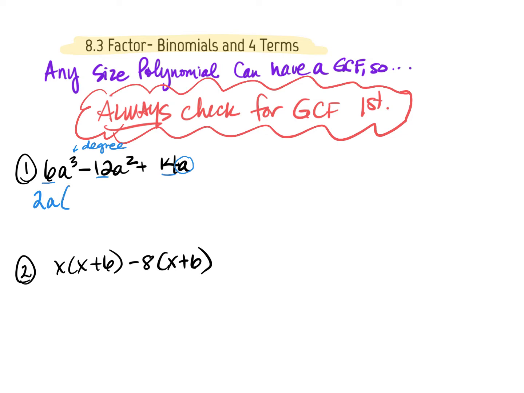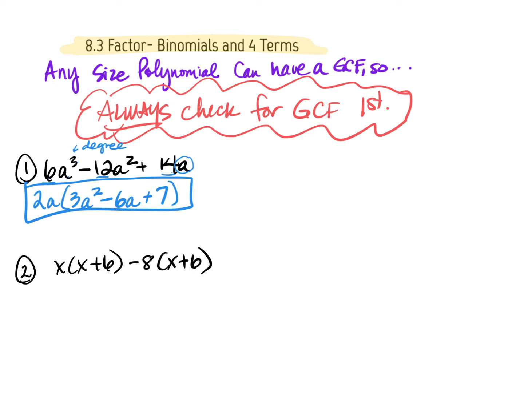And then remember, when you factor, you're essentially dividing. So I'm going to put the leftovers in the parentheses. So if I take that 6 divided by 2, I get 3. A to the third, divide out an a, I have a squared. Minus 12 divided by 2 is 6. A squared divided by a is a. Plus 14 divided by 2 is my 7. A divided by a is 1, so that's it. So this was just a basic GCF that we've done before.